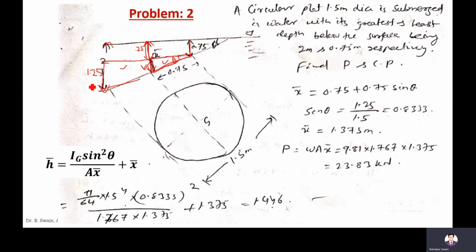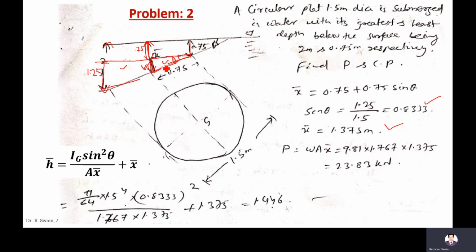You can take this actually, similar triangle is now taken in this solution. Here this is 0.75, this total is 2, so total 2 minus 0.75 is 1.25. This length is 1.25, and this length is 1.5. So sin theta will be perpendicular by hypotenuse, 1.25 divided by 1.5, this is 0.8333. So x bar will be 1.375. We can do here the similar triangle concept.